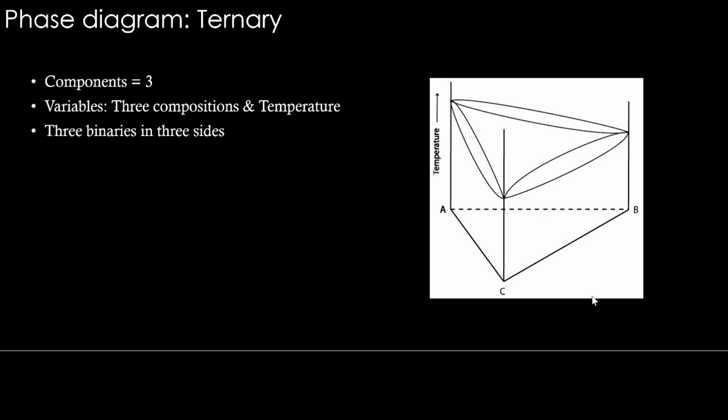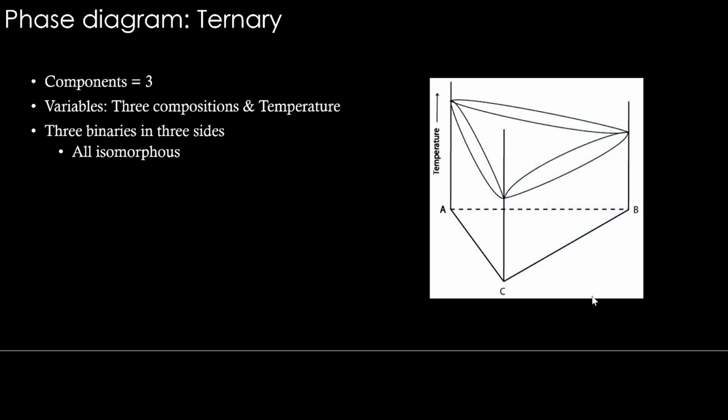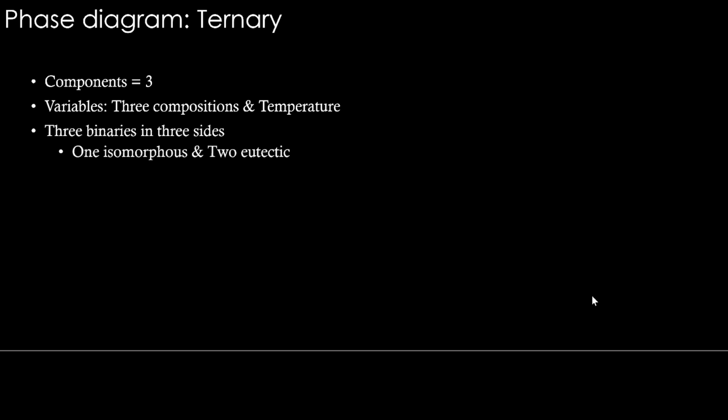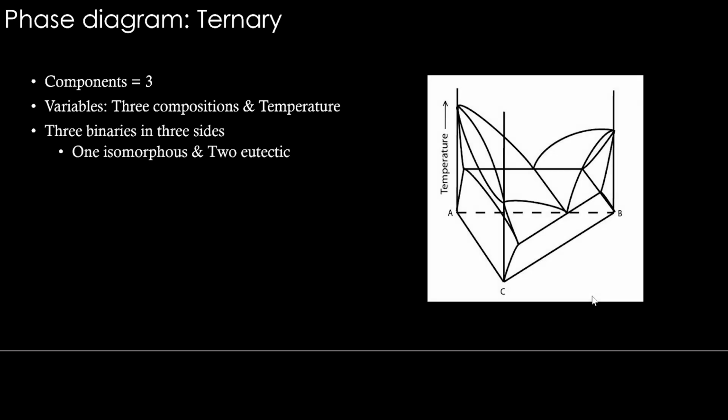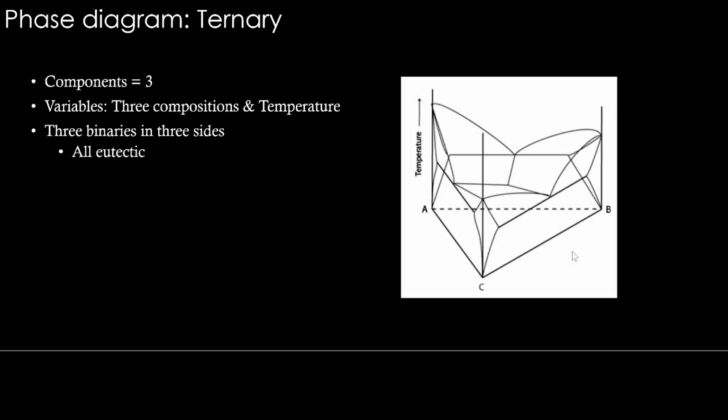The three binaries in three sides, what if all the three are simple isomorphous systems? Okay. So this is one isomorphous system here. All the three AB, BC and AC are isomorphous systems here. How about one isomorphous and two eutectic? The AC here is an isomorphous diagram. You can see this. AB is a eutectic system and CB is a eutectic system. You can already see that it's getting quite complex to visualize. What if all the three are eutectic? It's going to look like this.